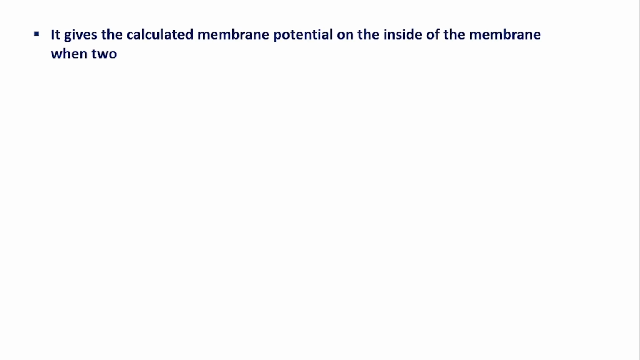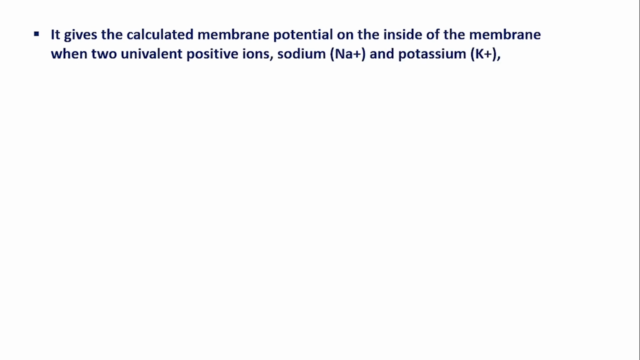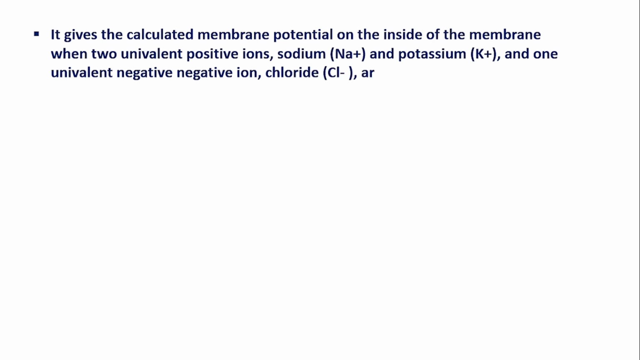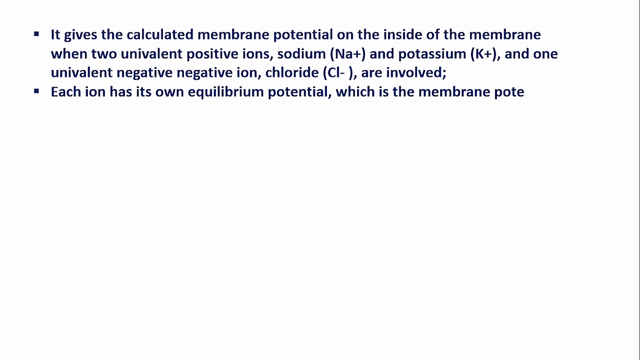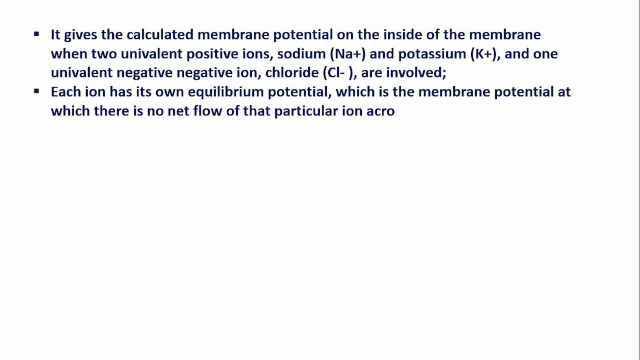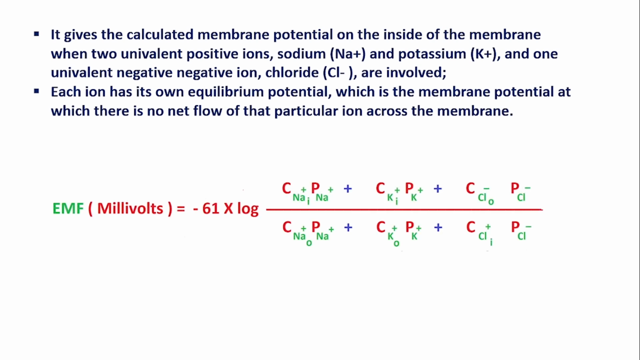It gives the calculated membrane potential on the inside of the membrane when two univalent positive ions, sodium and potassium, and one univalent negative ion, chloride, are involved. Each ion has its own equilibrium potential, which is the membrane potential at which there is no net flow of that particular ion across the membrane.